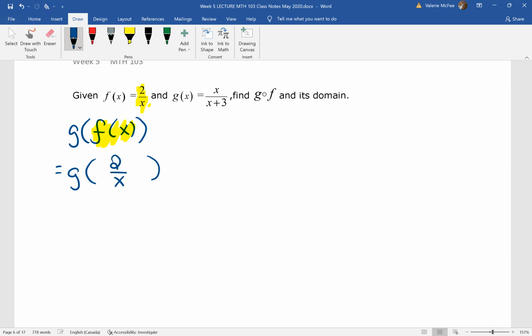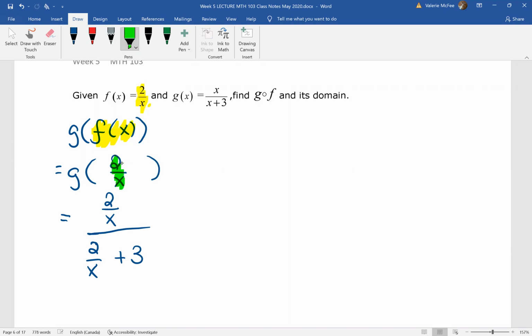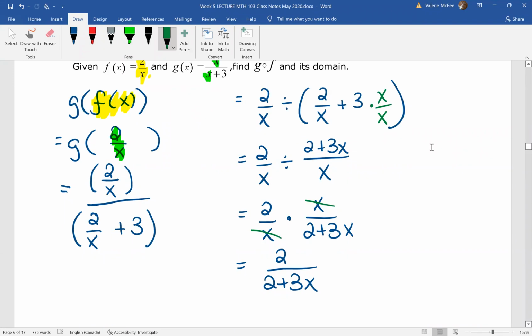Do the next substitution. Does it look like this? You had to put the 2 over x into each of those x values. Go ahead and simplify this complex rational expression. So you should have an answer that looks like this. Check your steps, make sure everything is fine. And now tell me the domain in interval notation.